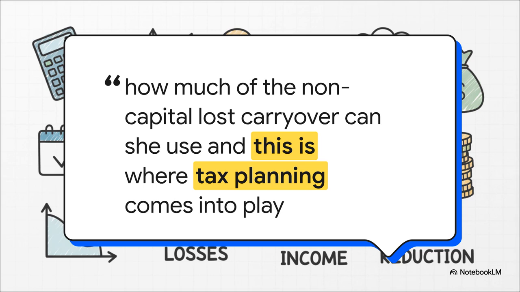And now we arrive at the big decision. After using those first two specialized losses, Bella's income is down to $36,000. And she's still holding that super flexible $45,000 non-capital loss. She could easily use it to wipe her income all the way down to zero. But is that the smartest move? This is the moment where simple math ends and true tax planning begins.